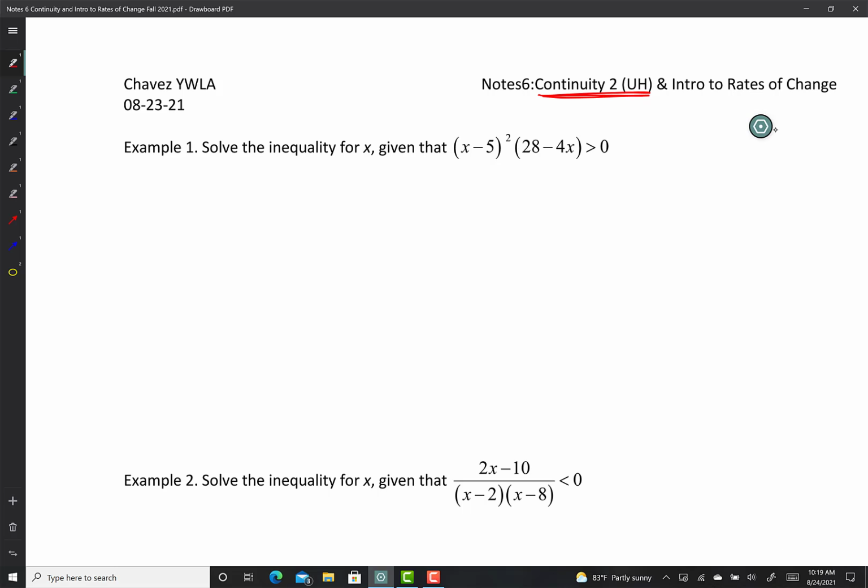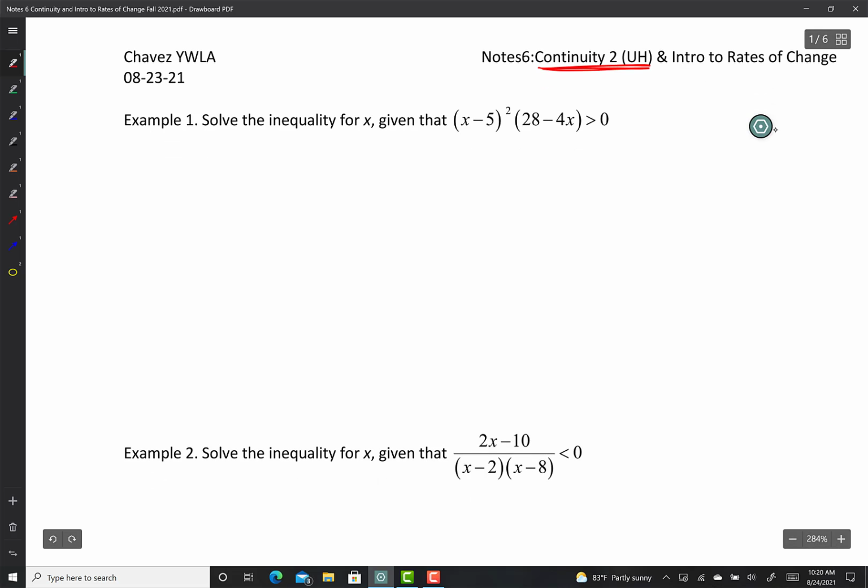I'm not sure why they ask those questions when it has nothing to really do with continuity. I mean, I guess there's discontinuities in locations, but not on that one. This one's just domain all real numbers. Okay, so let's talk about what this means. I want the left side expression to be positive. That's all it means. That's what this means when it says greater than 0. So I just want the left side expression to be positive.